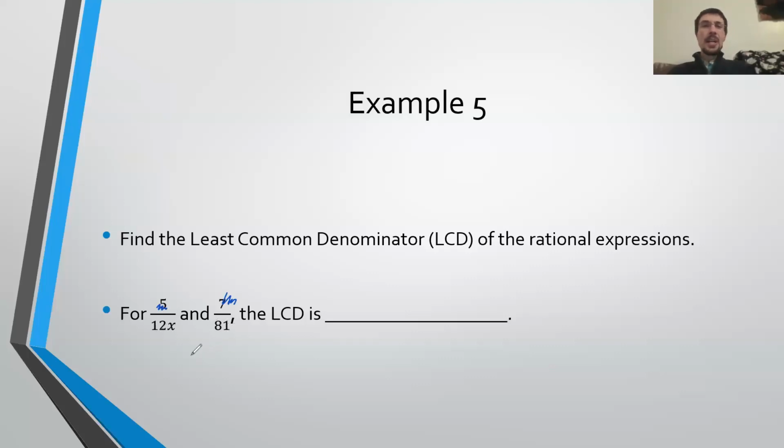If the numbers are small enough, what you could do is say, what is the smallest or least number, the smallest number that both 12 and 81 go into? Not what goes into both of them, but what do they both go into? It's going to be bigger than both of them. I don't know about you, but I don't know what number both 12 and 81 are going to go into.